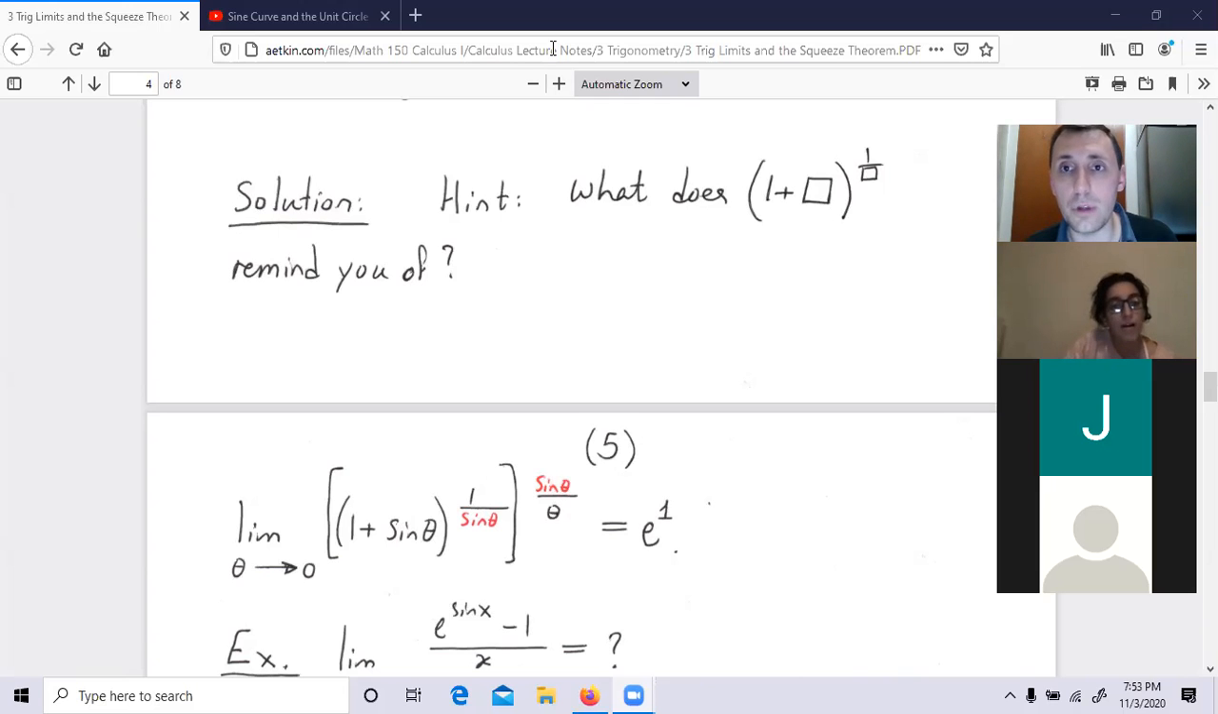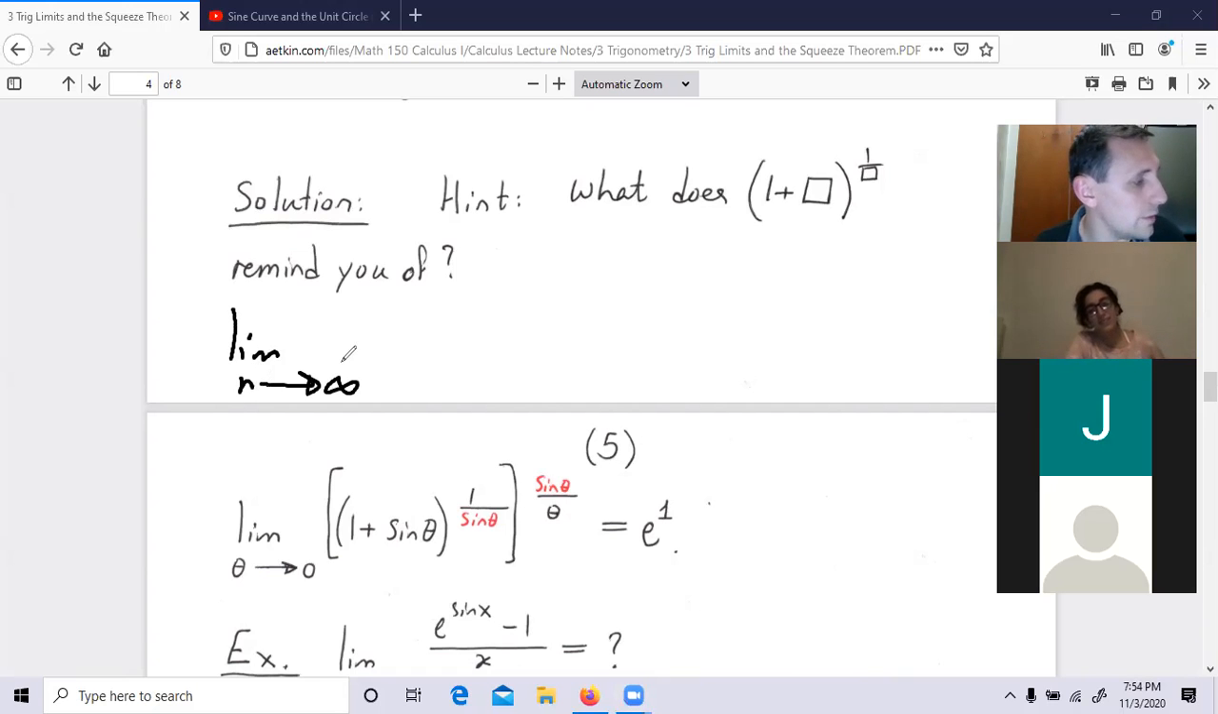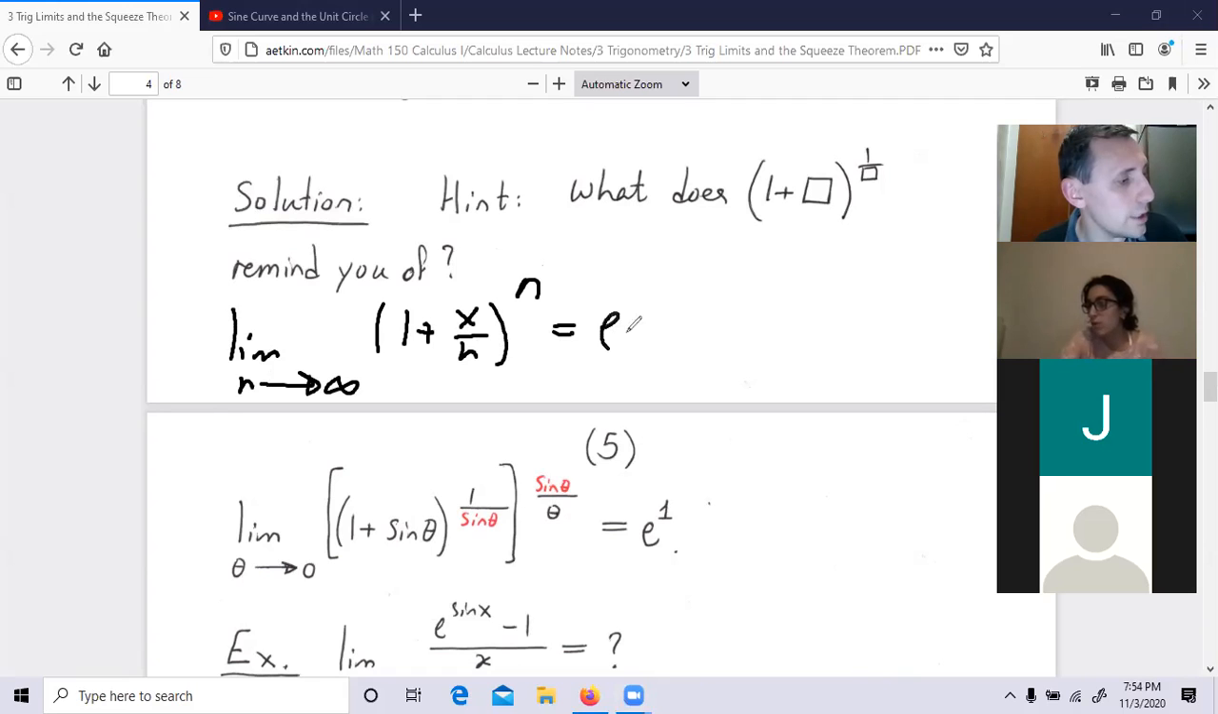You remember we talked about important limits, and you don't review it, guys. How many of you can calculate e? So when you see this thing, remember the limit as n goes to infinity of 1 plus x divided by n to the power of n. That's e to the x.